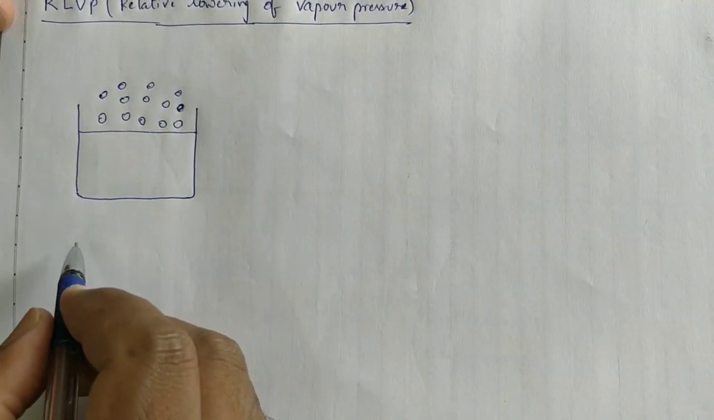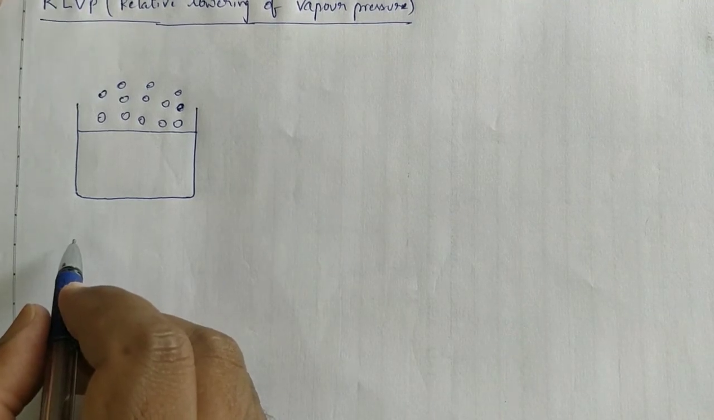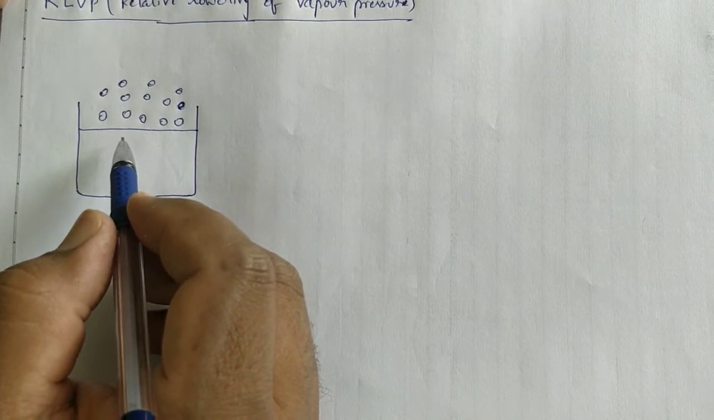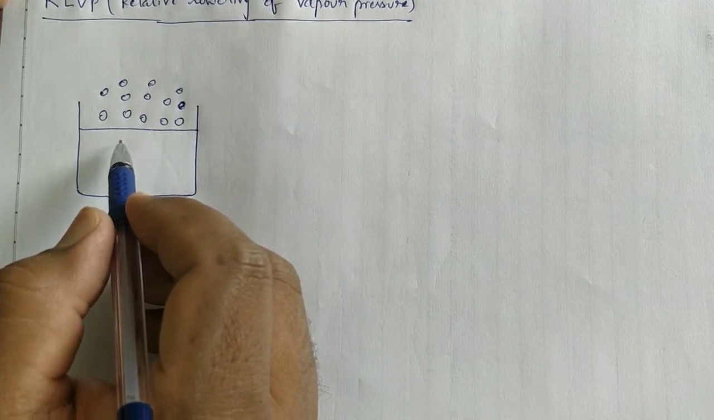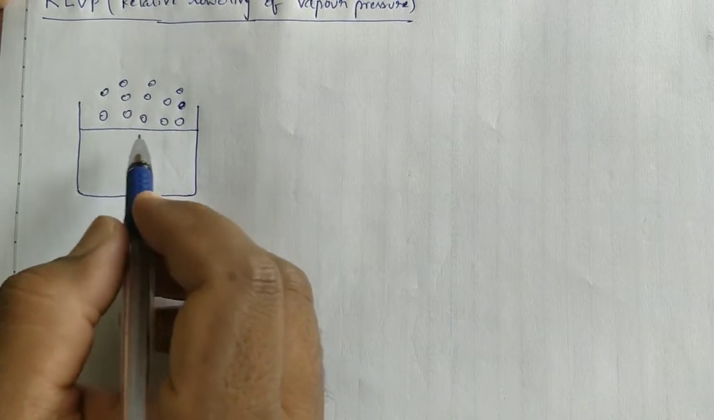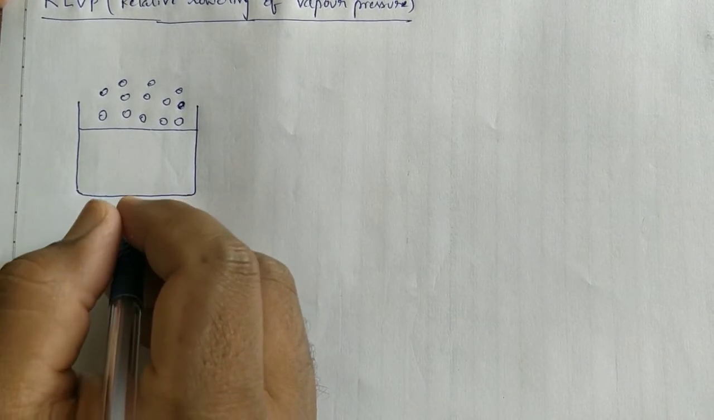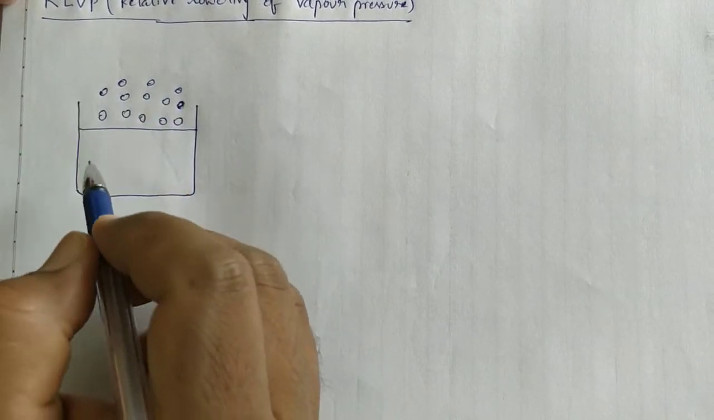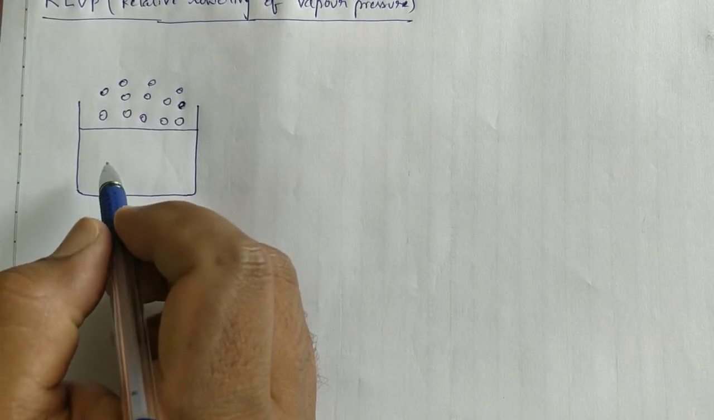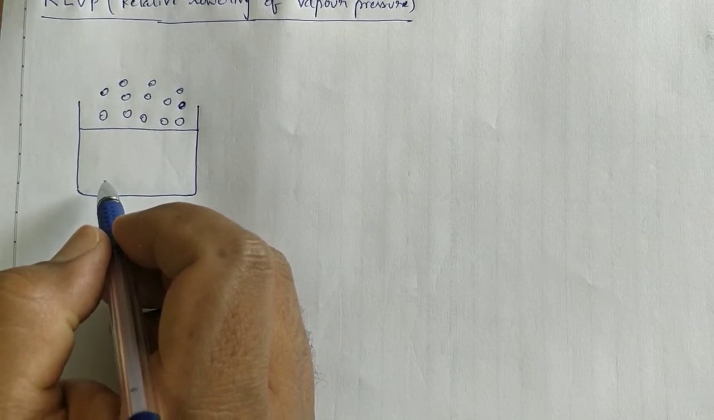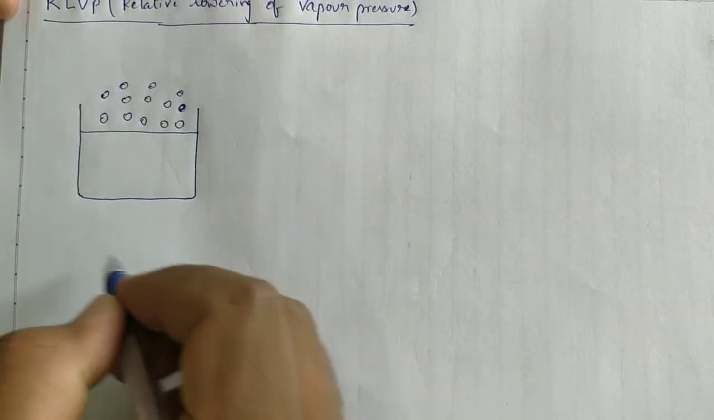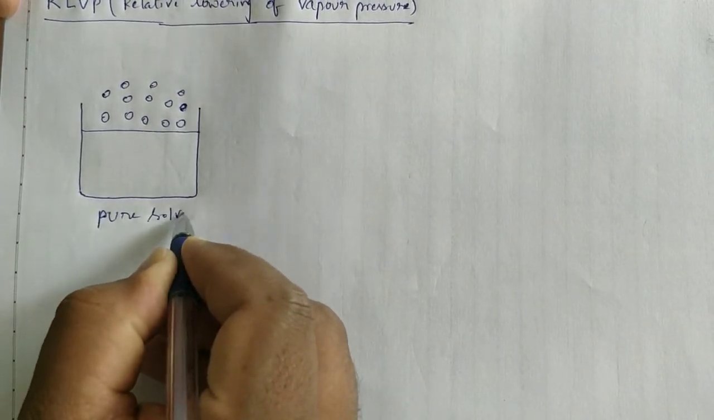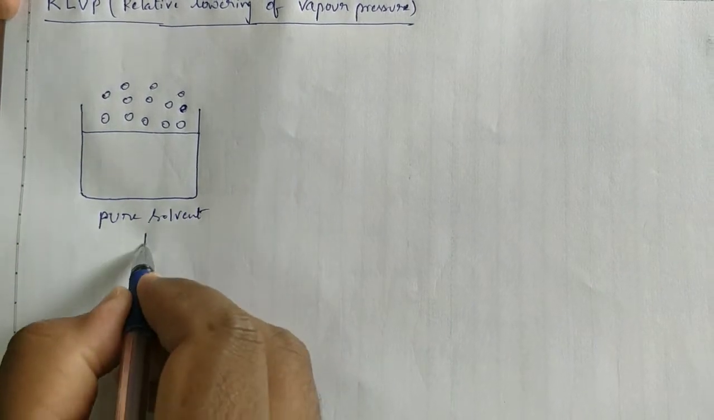Slowly its vapor pressure increases, and finally after some time this vapor pressure is going to remain the same at equilibrium. At that condition we understood that equilibrium is established. At that equilibrium, the pressure applied by these molecules on the liquid is called the vapor pressure of that liquid. Already we know. So this is pure solvent.